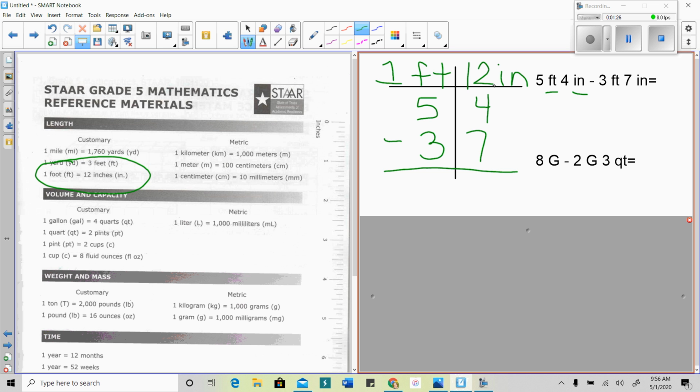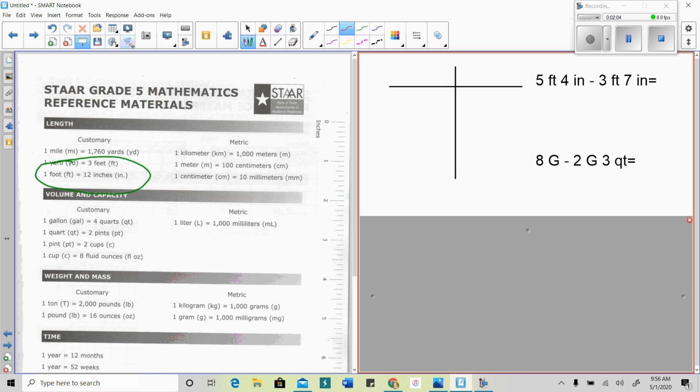So if I want to take 7 inches away from 4 inches, I'm going to go borrow a foot. So I take it from the 5, make that a 4, but when I give it away, I am giving away the 12 inches. So 12 plus 4 is going to make this 16, because I added a whole other foot, which was 12 inches. So now I can do my subtraction. So 16 minus 7 is 9. So I've got 9 inches. And 4 minus 3 is 1, so that would be 1 foot. So the answer to this problem would be 1 foot 9 inches.